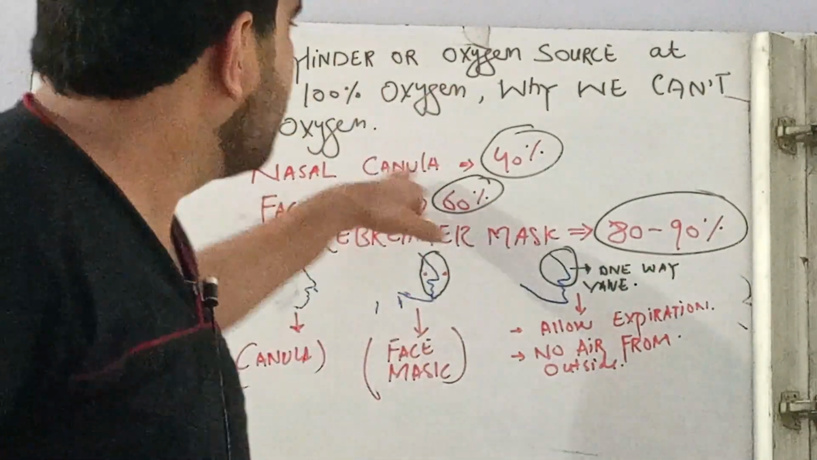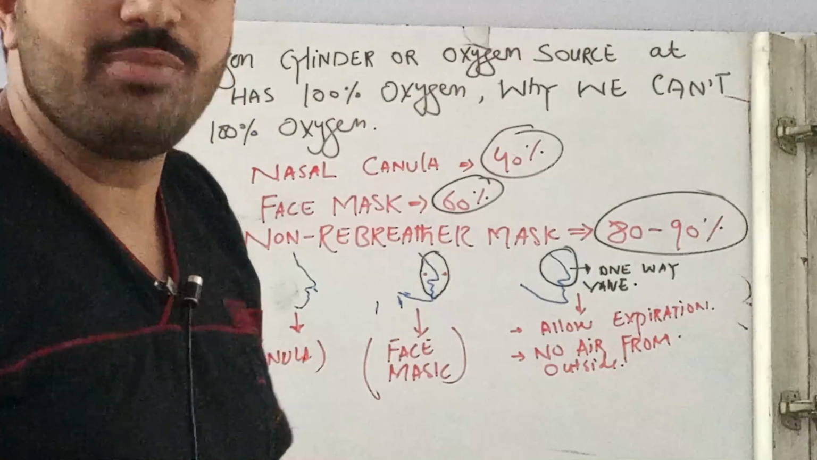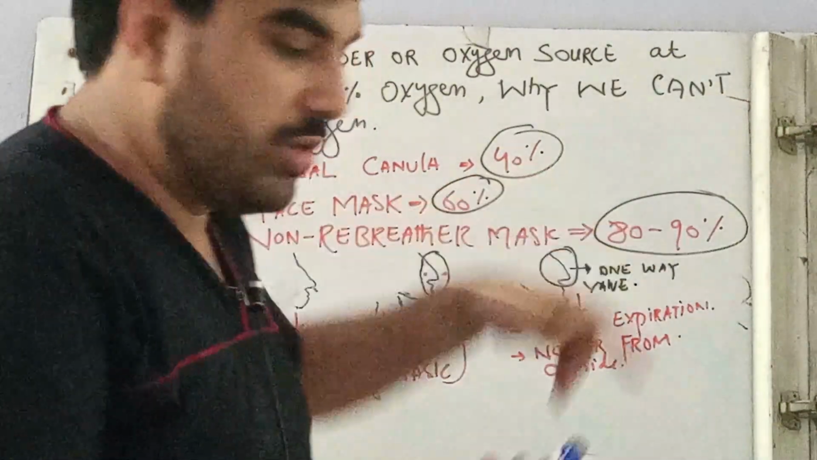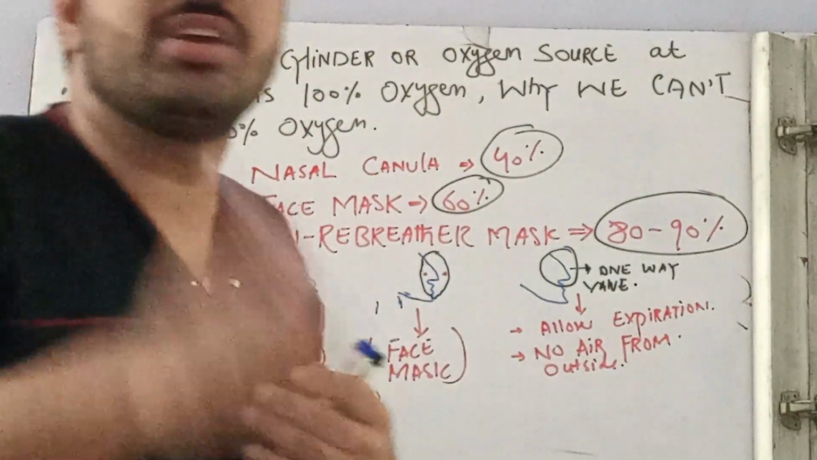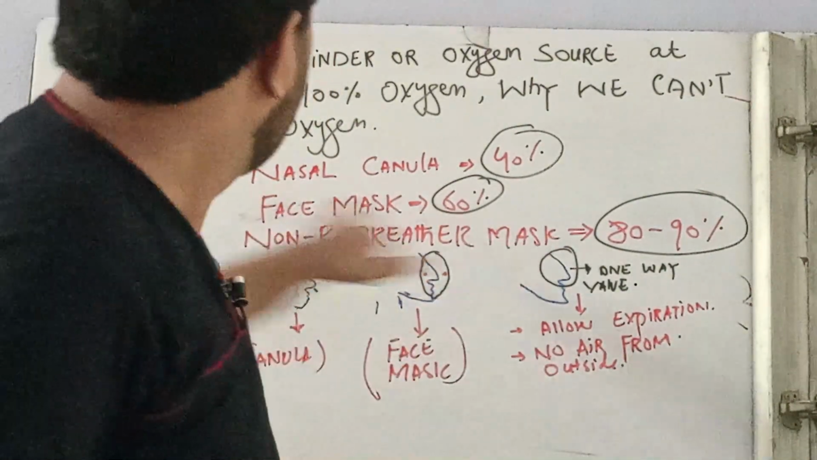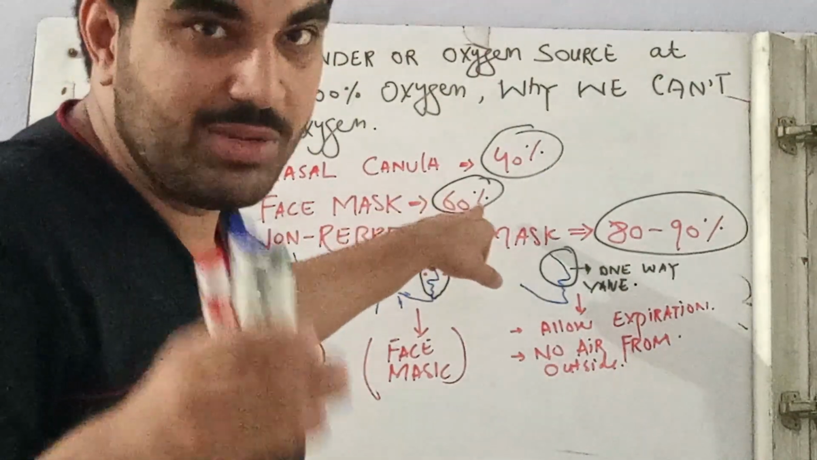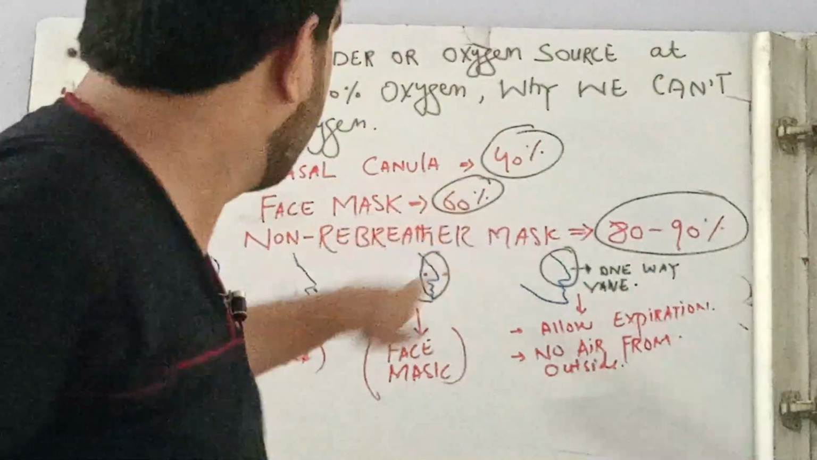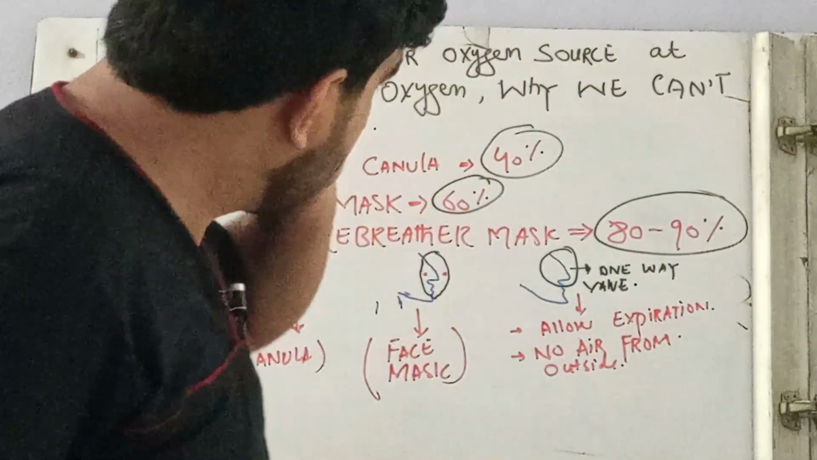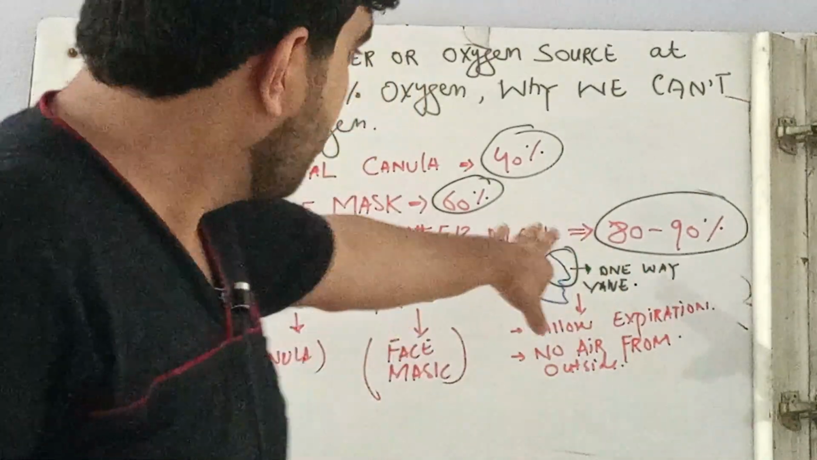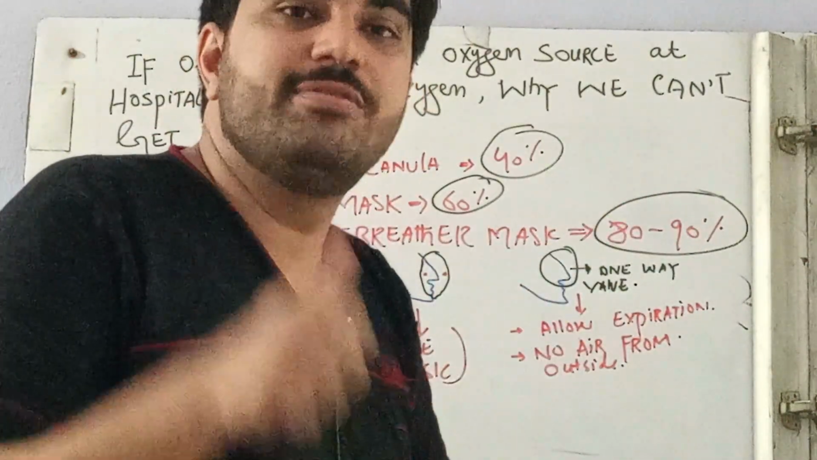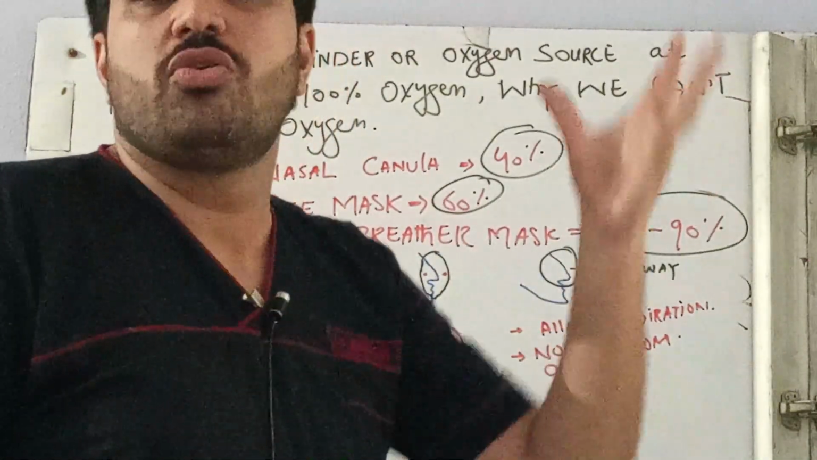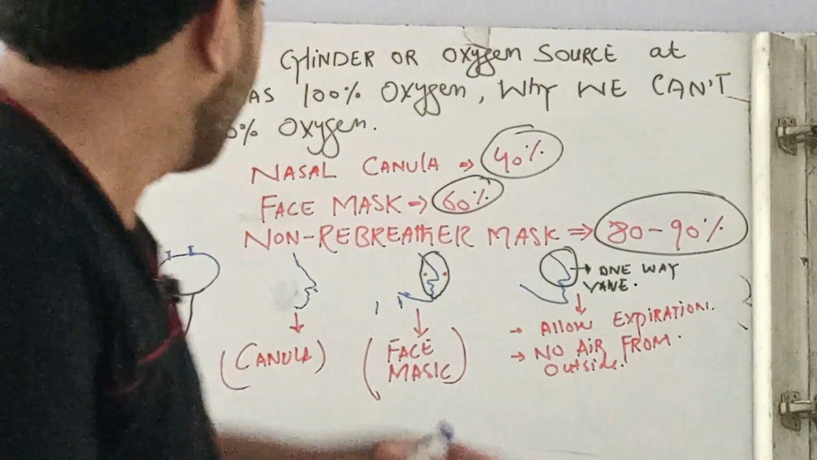We say that the nasal cannula gives the FiO2 of 40%. That means the air that we are inhaling has only 40% oxygen. The rest is nitrogen and other gases. With a face mask, that is 60%. I previously talked about how it is 40 and 60%. In the non-rebreather mask, that is 80 to 90%. Now here we will give the reason why we can't get 100% oxygen from the cylinder.